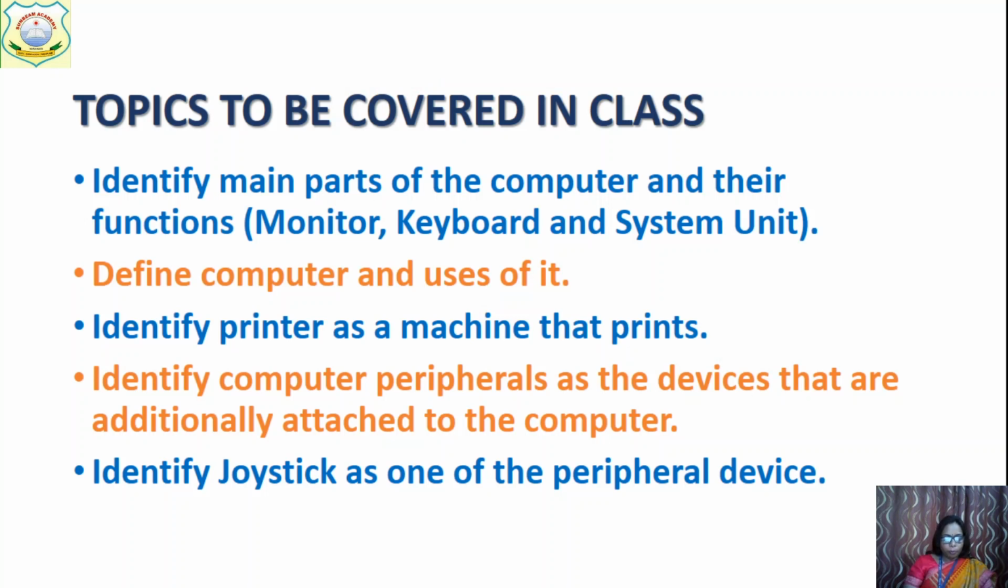now what topics are we going to cover in today's class? Identify main parts of the computer and their functions, that is monitor, keyboard and system unit. And then we will define computer and its uses. Then we identify printer as a machine that prints. Then we will see computer peripherals. This may be a new word for some students. Don't worry, I will explain this.